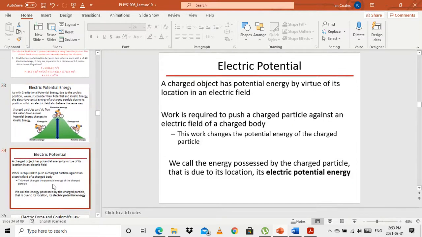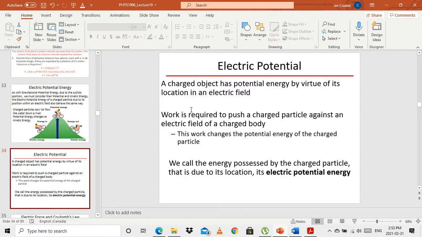Electricity works the same way. A charged object has a potential energy by virtue of its location in an electric field. Okay, where the charged particle is will determine its potential energy and whether it can actually do work. Work is required to push a charged particle against an electric field.